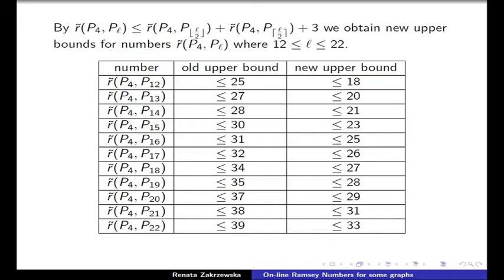And from this inequality, we obtain new upper bounds for the online Ramsey number of P4, P_L, where L is between 12 and 22. For example, the old upper bound for the online Ramsey number of P4, P14 was 28, the new upper bound is 21.